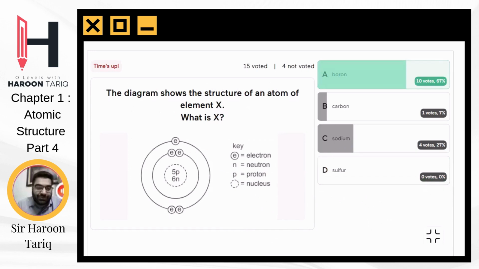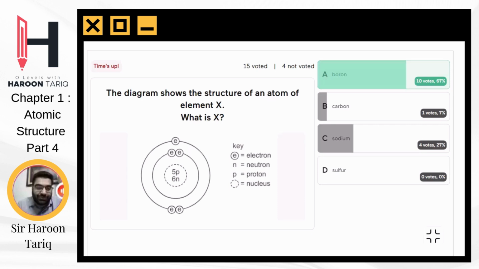The diagram shows the structure of an atom of element X. Element X is unknown. What is X? The proton number is unique for every element. And we have 5 protons here, as the nucleus suggests, 5p. 5p means it has 5 protons. We'll go to the periodic table, which will be given to you in the exam.